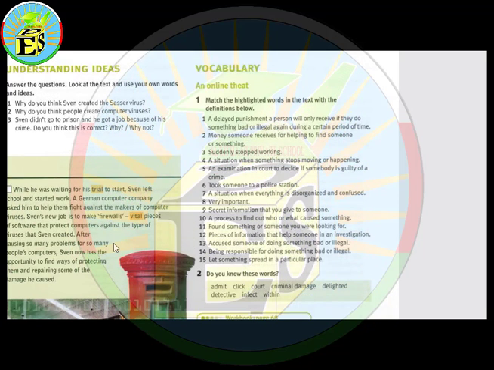Okay, so now please, let's go for the next exercise. Understanding ideas. Answer the questions, look at the text, and use your own words and ideas. So we have here 3 questions. So please read them and try to answer them. I'll give you enough time. Go ahead. Let's check your work.